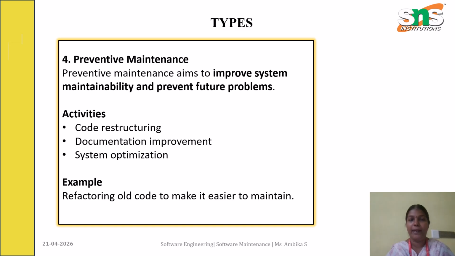Next comes preventive maintenance. Preventive maintenance aims to improve the system maintainability and also prevent future problems. The activities involved in preventive maintenance are code restructuring, documentation improvement, and optimization of the system. For example, we can refactor the old code so that it is easier to maintain.